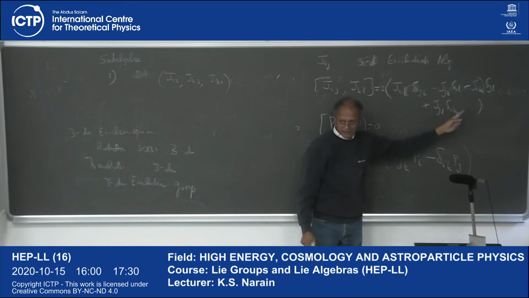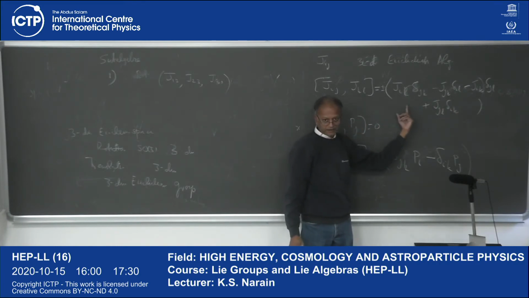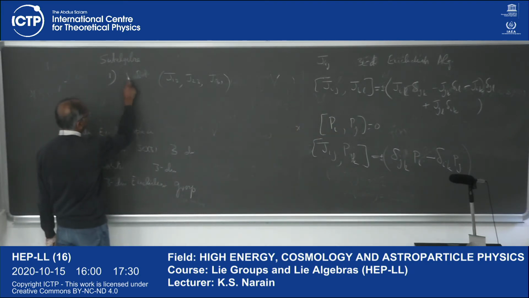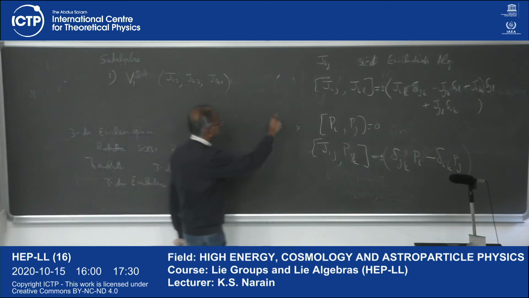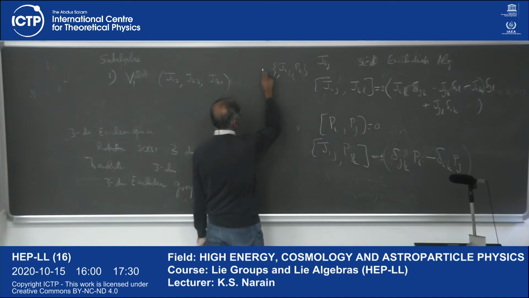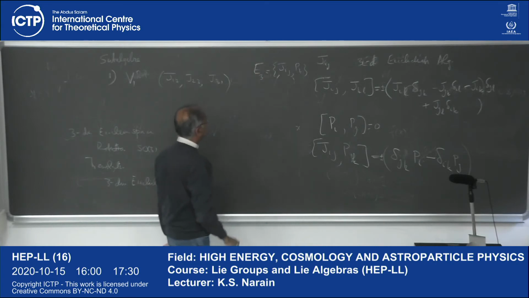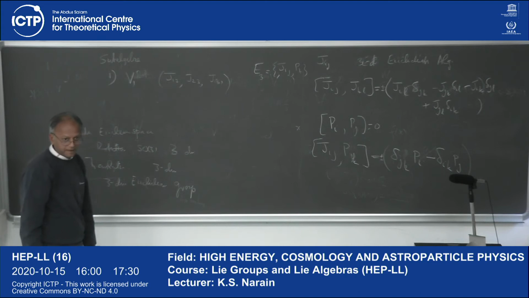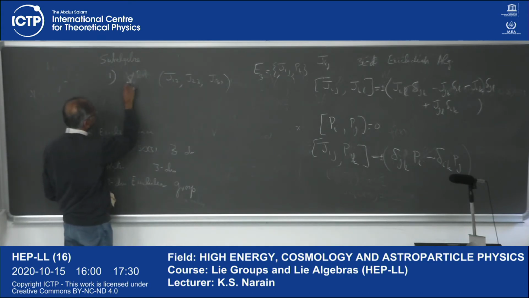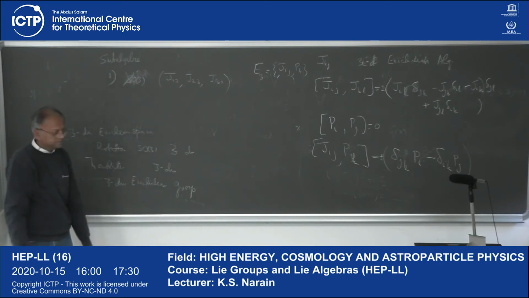This is all combinations of J's. P doesn't appear there, right? So this is a subalgebra. Let's call it V1 subalgebra. This whole thing is V. The J_ij and P_k, all of them together generate what we call, let's call it E, the E3 Lie algebra. So this is one. This is nothing else but the SO3 subalgebra, generated by 3-dimensional rotations.